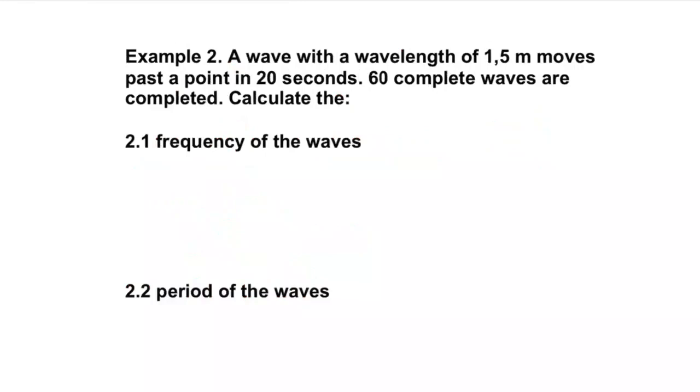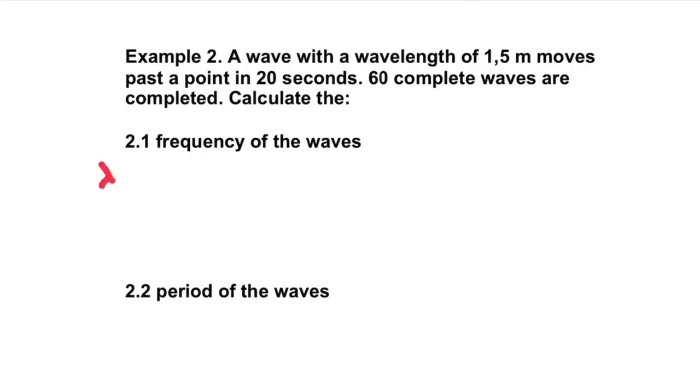Example 2. A wave with a wavelength of 1.5 meters moves past a point in 20 seconds. 60 complete waves are completed. Calculate the frequency of the waves. So let's go ahead and try answering 2.1. Let's write down the given information.